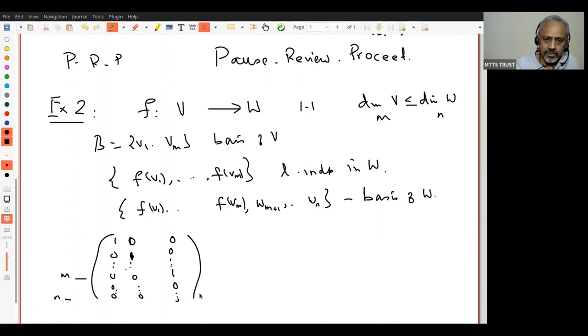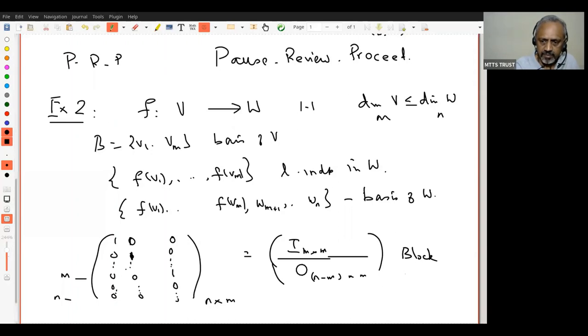That's it. Because what should be the matrix? The matrix should be of type n cross m. So this is the F of V1, F of V2, F of Vm. Is it clear? So this is nothing but I of m cross m, and then this is a zero matrix of what size? N minus m cross, how many are there? M. That's it. This is something like a block matrix. This is called a block matrix.